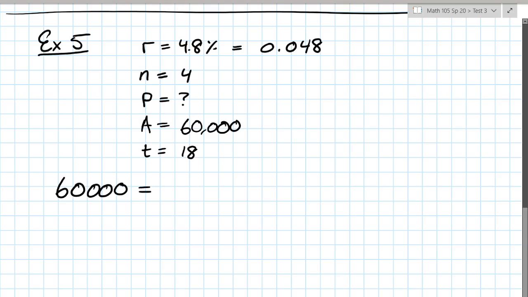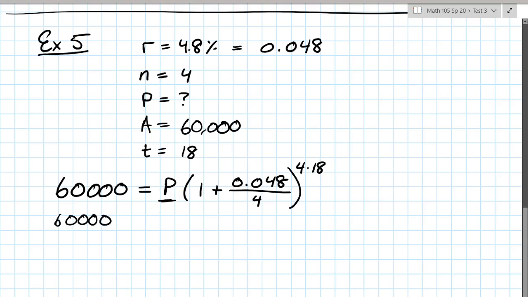Amount accumulated equals P(1 + r/n) raised to the n times t. So it looks like we want to get P by itself. In order to do that, I'd like to have 60,000 on one side, P times just a single number on the other side. So we're going to have to do our order of operations and work this out one step at a time.